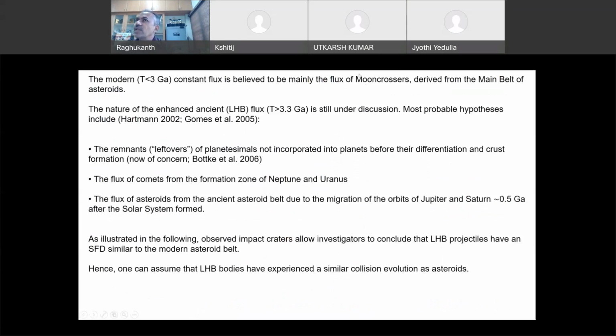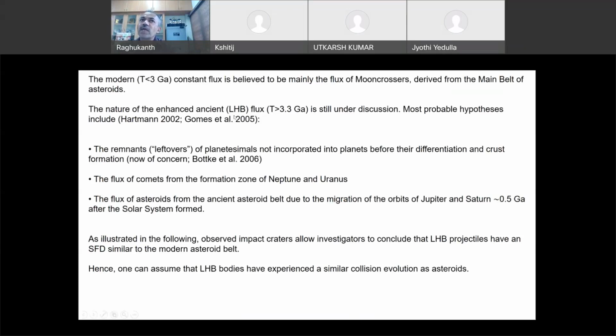So now, where are these projectiles coming from? I told you, right? See, one aspect is trying to find out age from impact craters, but another most important question we have to answer is: bombardments are happening, but from where are these projectiles coming, from where are these asteroids coming and doing this bombardment? Because that is also a very important aspect for our Earth and other planets, because our survival depends on these bombardments itself.